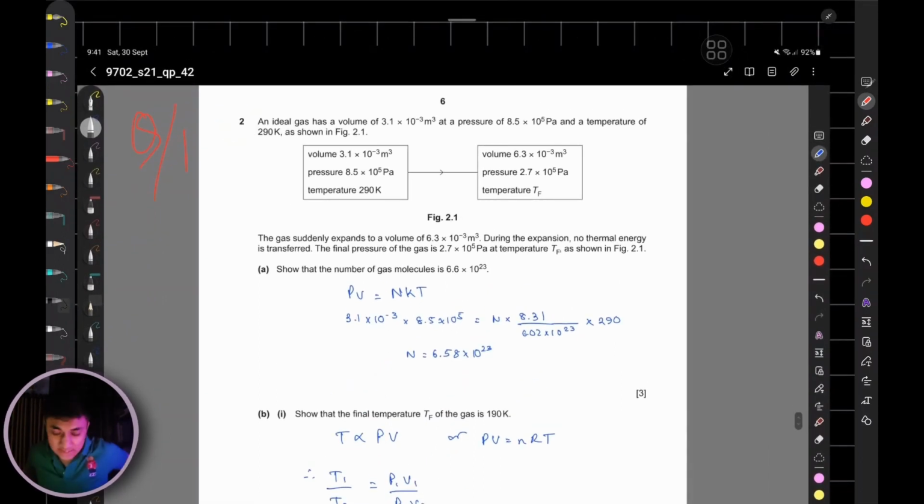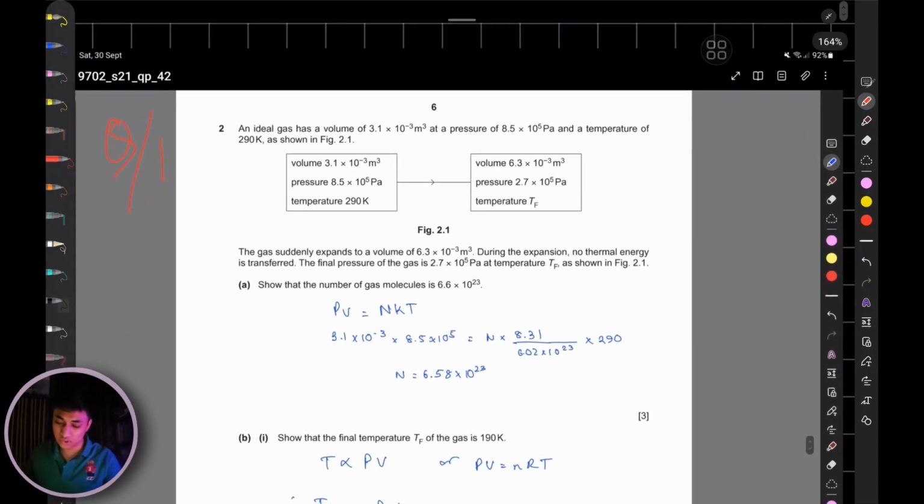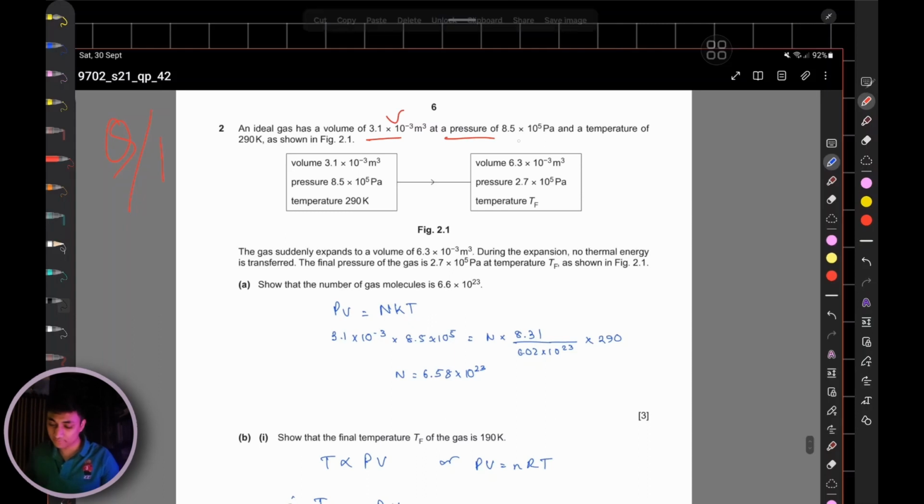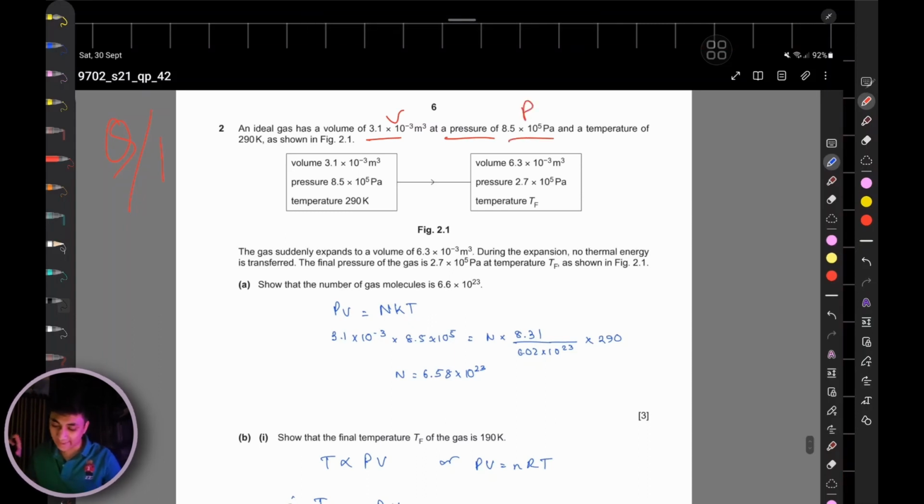What is the question saying? An ideal gas has a volume of 3.1 into 10 to the power of minus 3 meters cubed, pressure of 8.5 into 10 to the power of 5 pascals, and temperature of 298 Kelvin. This is the initial condition of the ideal gas, right?